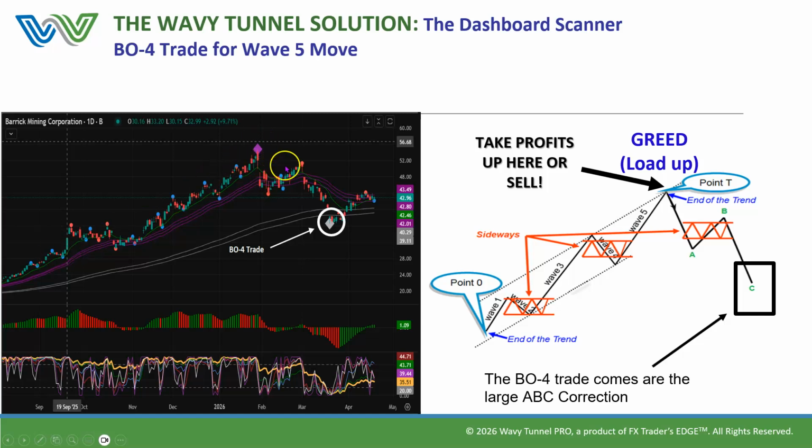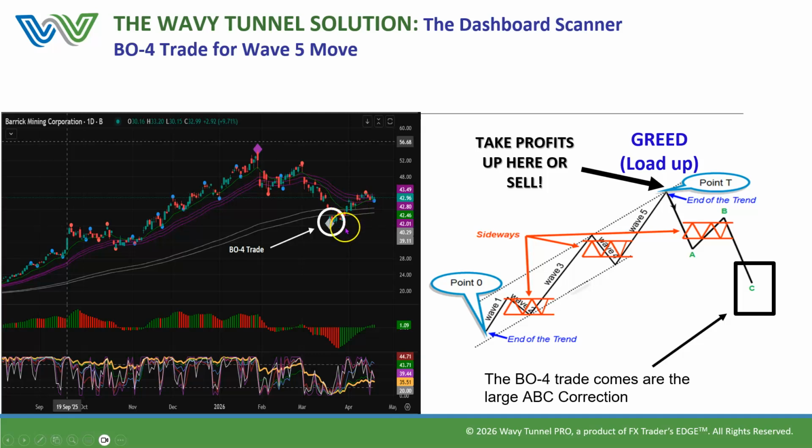And then we had a nice 3-wave correction down, and this is where the breakout 4 trade kicks in. So this is the end of wave C. Where you see the purple diamond, that's point T. Where you see the gray diamond, that's the breakout 4 trade. And this is automatic on the scanner. This is exactly from the dashboard scanner, the Wavy Tunnel Pro dashboard scanner. This is the beautiful chart it produces.